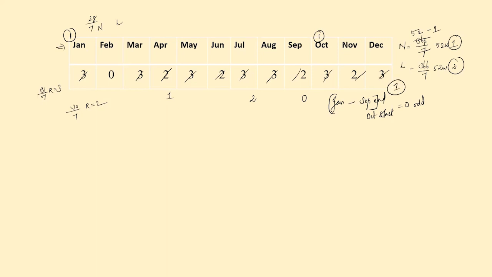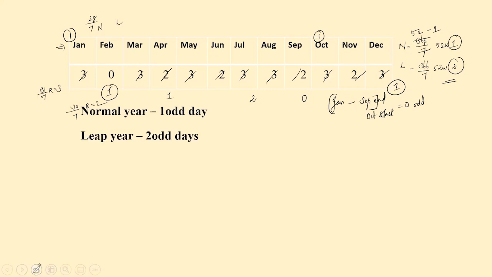Now in a leap year, what will happen? This February will have 1 odd day. Correct? So I just have to add this 1 to this, 1 to 1. So that becomes 2 there. So a leap year will have 2 odd days. Got it? Now, next, let's define it. A normal year, we have already derived it. It has 1 odd day. And similarly, a leap year has 2 odd days.